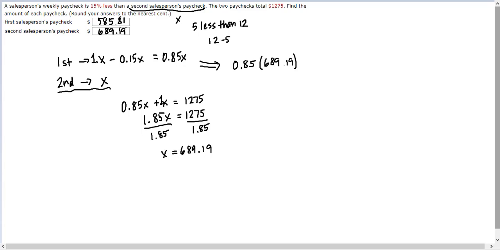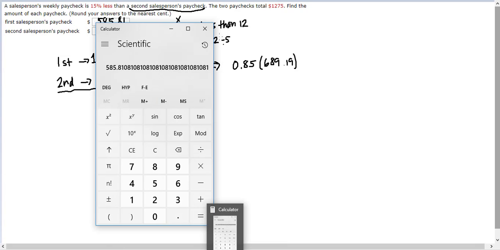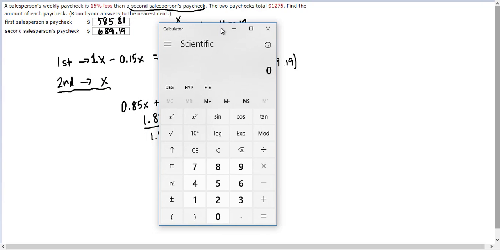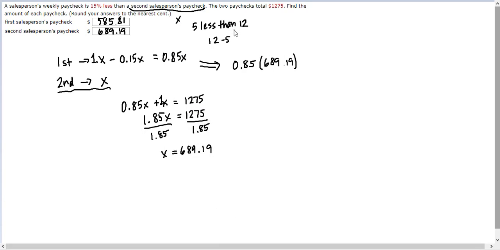Alright, now if I think I've got the right answer, I should be able to add these two numbers together and get 1,275. So let me clear my calculator here, and I'm going to take 585.81 plus 689.19, and you see I get 1,275. So that tells me that I should be on the right track. Again, rewind this video, watch it again. I know it's a little tricky to understand the first time.